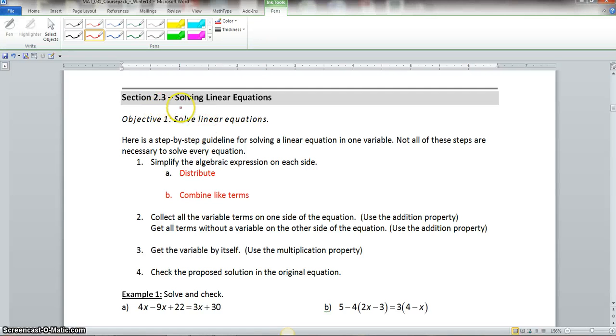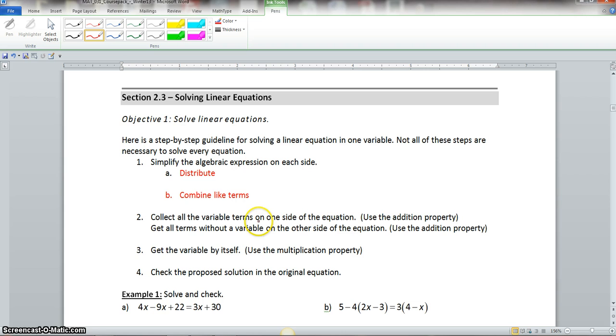Okay, class, we started on section 2.3, solving linear equations. Here's a step-by-step guide for solving a linear equation in one variable. Not all of these steps are necessary to solve every equation. It says, number one, simplify the algebraic expression on each side. We need to distribute if necessary and combine like terms if necessary.